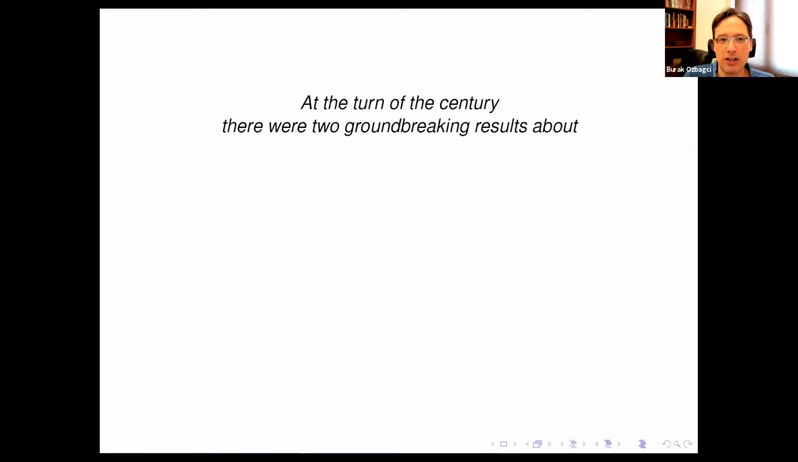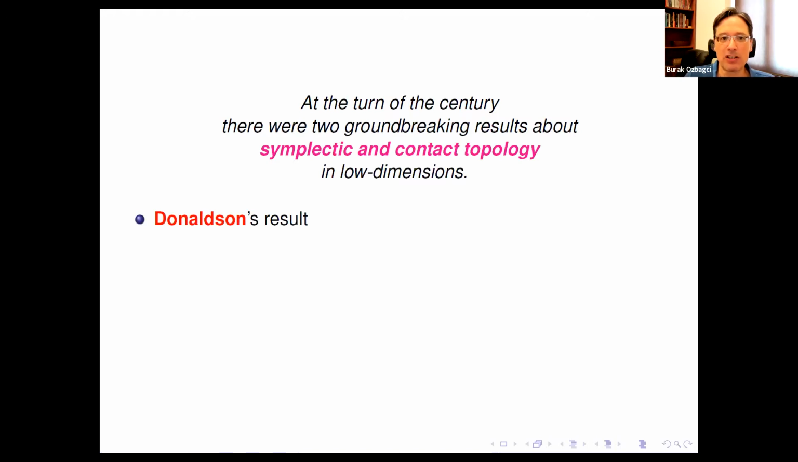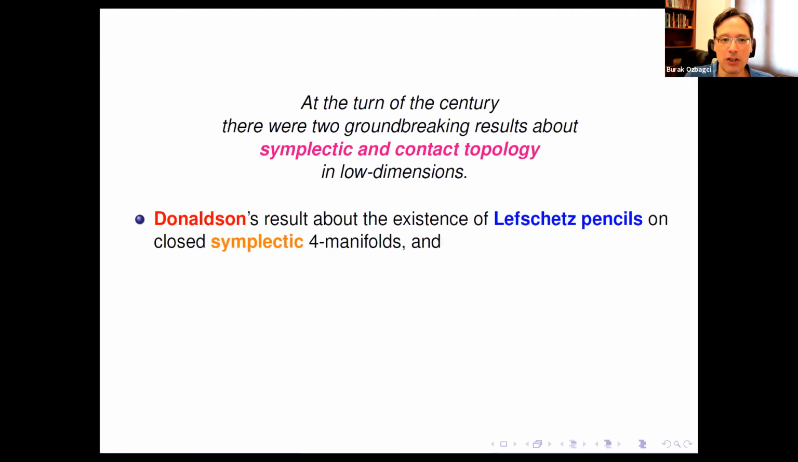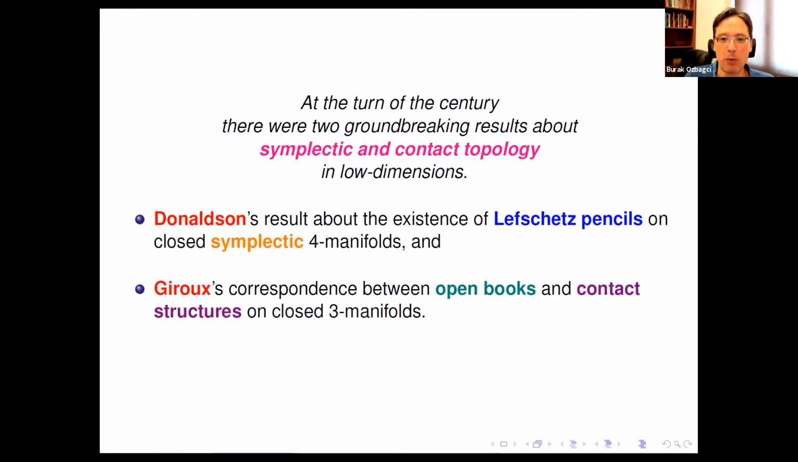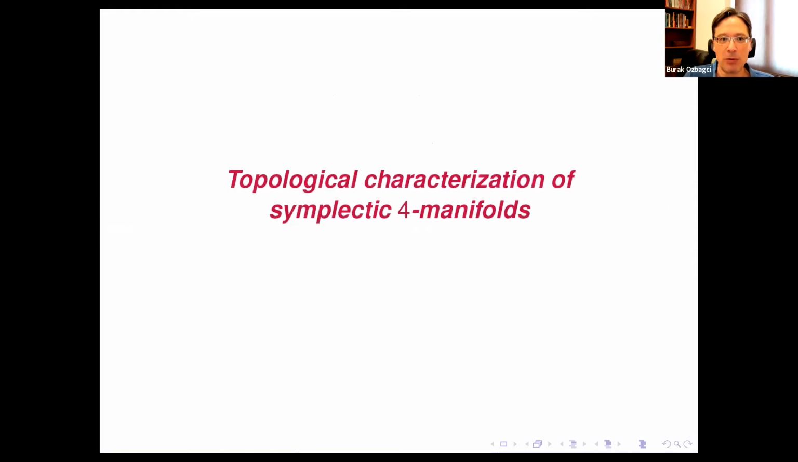So at the turn of the century, there were two groundbreaking results about symplectic and contact topology in low dimensions. Well, most of it is true in higher dimensions, but today I'll just focus on low dimensions. The first one is Donaldson's result about the existence of Lefschetz pencils on closed symplectic 4-manifolds, and the other one is Giroux's correspondence between open books and contact structures on closed 3-manifolds. So let me start with the topological characterization of symplectic 4-manifolds as a result of Donaldson's pencils.